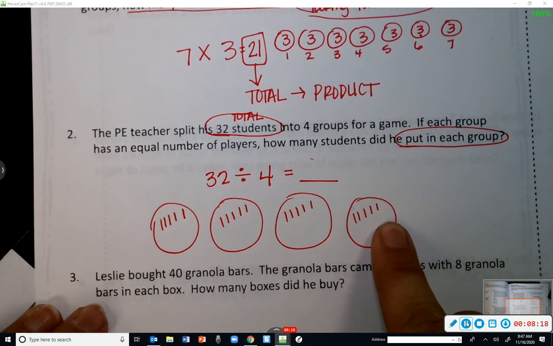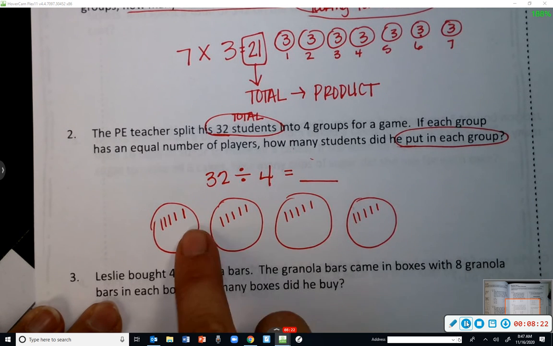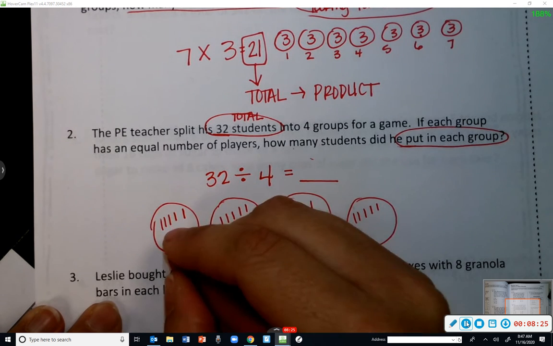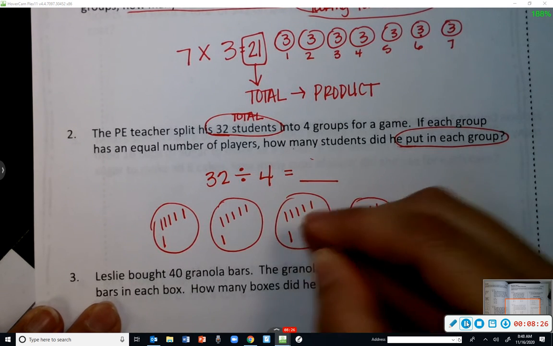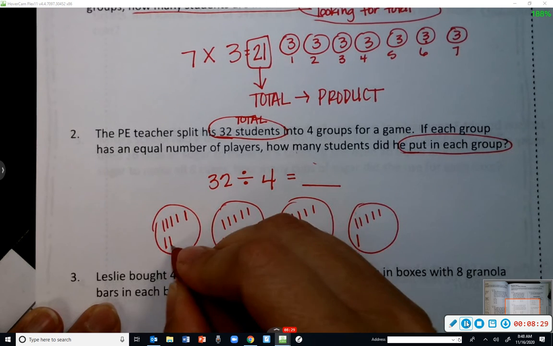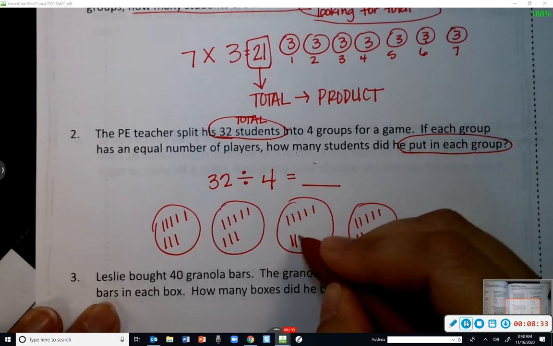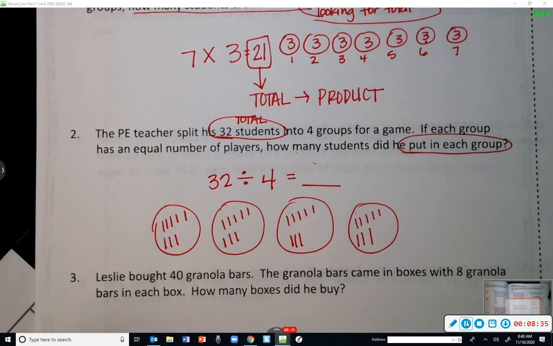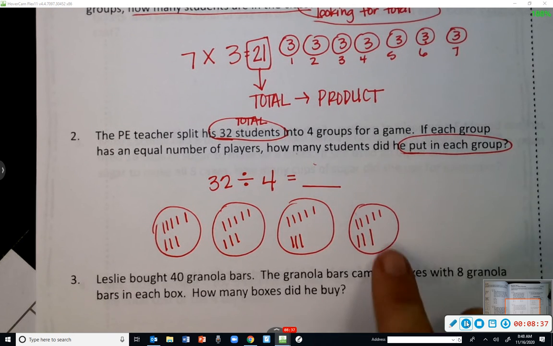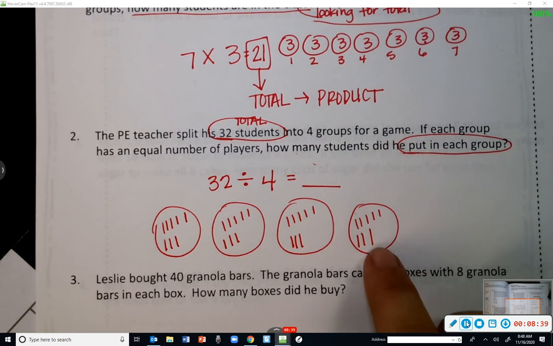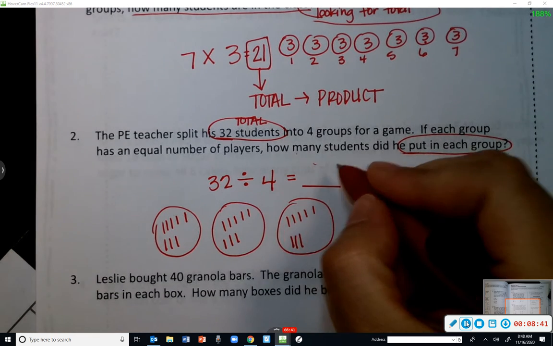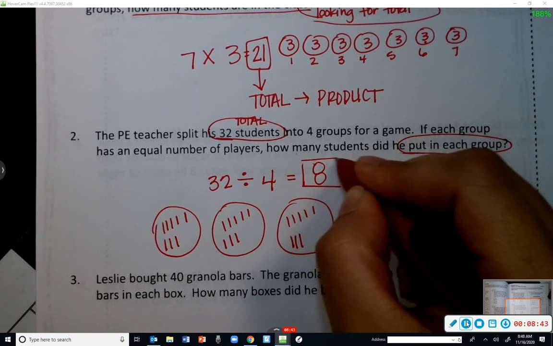And I need to keep going to 32. Right, Allie? Yes, keep adding. So this would be 21, 22, 23, 24, 25, 26, 27, 28, 29, 30, 31, 32. Okay? I look at my groups and I ended up with how many? 8. So 8 was your answer. Okay?